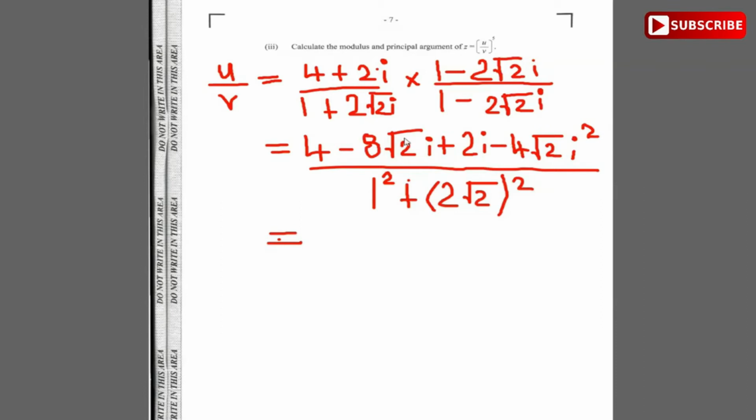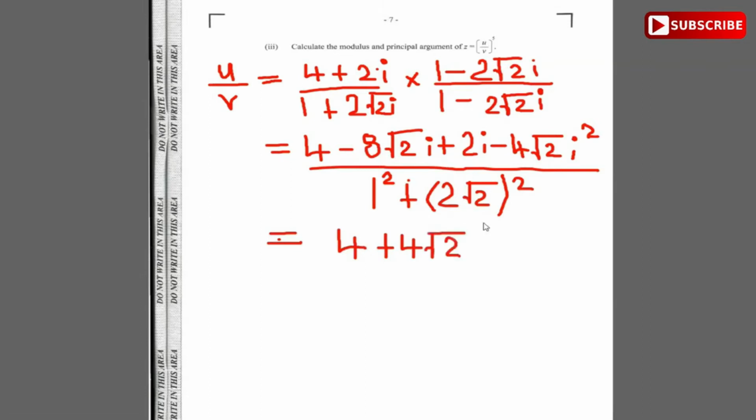And so let's just make sure we didn't make any calculation error. 4 times 1 is 4. This is minus 8 times root 2i. This is plus 2i. This is minus 4 root 2 i squared. So we didn't make any mistake. So it works out to be 4 plus 4 root 2.